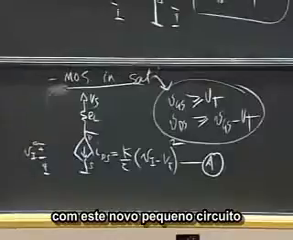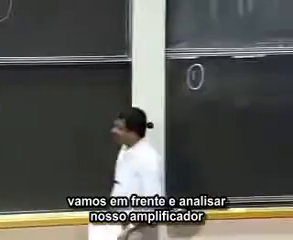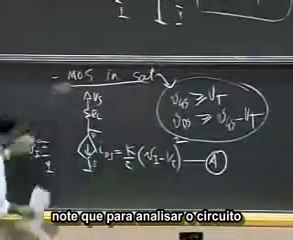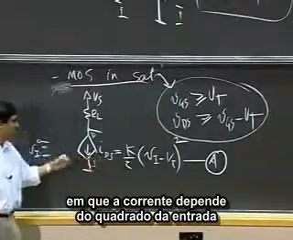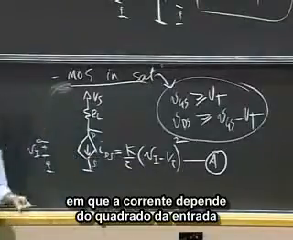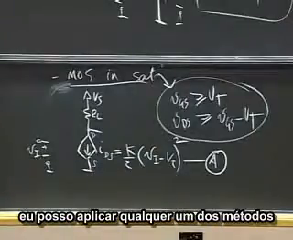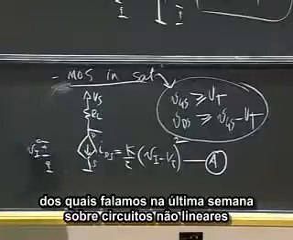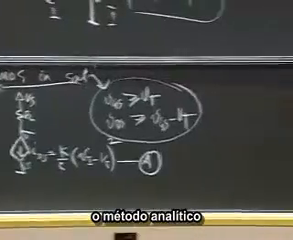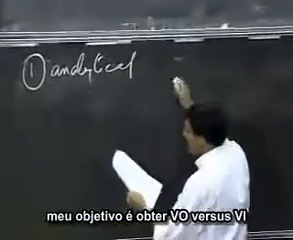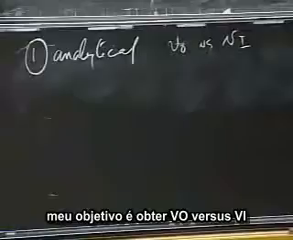So with this new little circuit with the MOSFET working as a current source, let's go ahead and analyze our amplifier. So notice that to analyze this circuit, I have a current source. It's a dependent current source where the current depends on the square of the input. Okay, so I want to analyze it. So this is a nonlinear circuit. Okay, so I can apply any one of the methods that we talked about last week for nonlinear circuits. So to analyze it, I'll go ahead and use the analytical method. And my goal will be to obtain V naught versus VI.